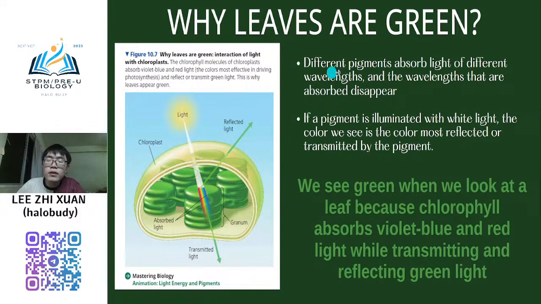So the color is based on the absorption of light by the different pigments. Different pigments will absorb light at different wavelengths, and the wavelengths that are absorbed will disappear. As we know, in the absorption process, you actually already learn in chemistry, or maybe you have not learned it yet, in semester 2, transition elements.